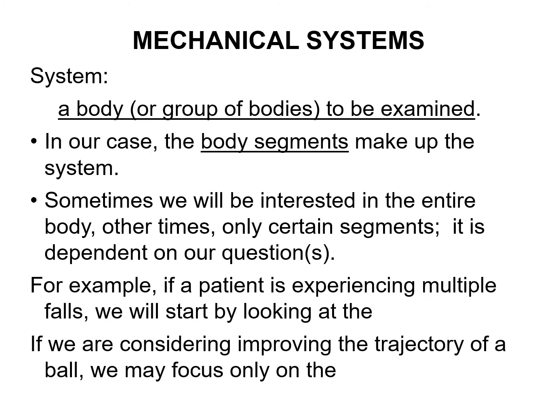We'd be interested in the entire body if we're looking at a qualitative analysis, or we can look at it quantitatively too. We're looking at the speed or velocity of that body. But if we're looking more specifically and we're trying to figure out, are they fully extending or flexing their thighs while they're running? We're looking at just the segment, okay? So for example, if a patient is experiencing multiple falls, we start by looking at the entire body, but then we may look at other segments of their body. If we are considering improving the trajectory of a ball that's thrown, we would focus on only the throwing arm. So we're looking at just the throwing arm segment of the entire system.